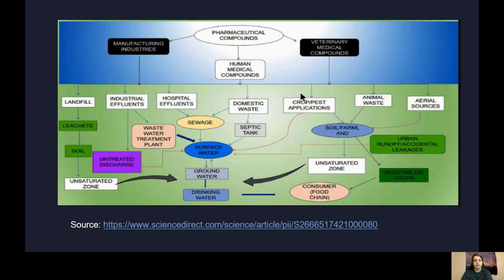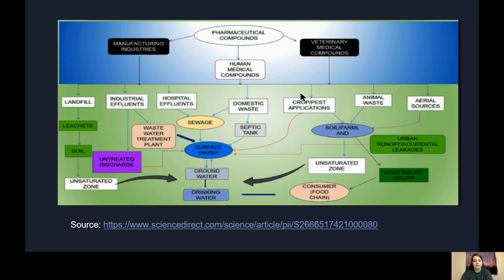This image here shows the levels that the antibiotics go through. You get the pharmaceutical compounds, the manufacturing industries who produce antibiotics, and then they go to different places. They go to industrial effluents, hospitals. They end up in landfills, and a lot of landfills end up in the soil, and then those end up in groundwater. You've got wastewater treatment plants, and they end up in surface water. They end up in sewage, and then it goes to the septic tank, goes into the surface water, which results in drinking water.